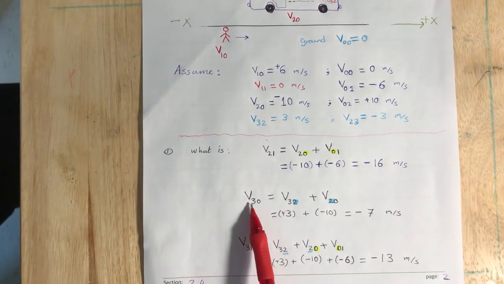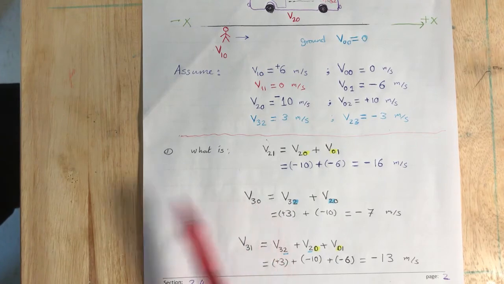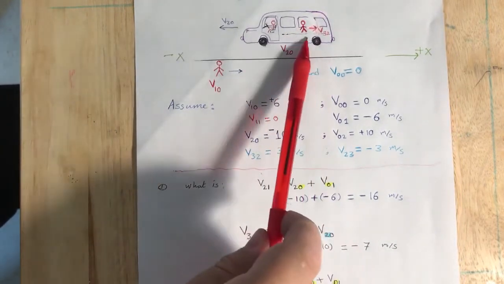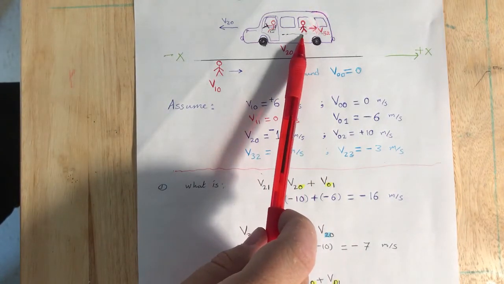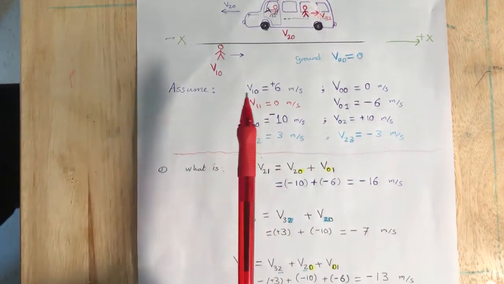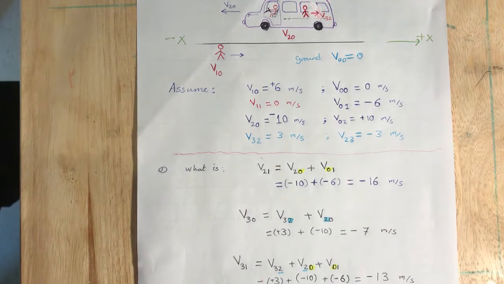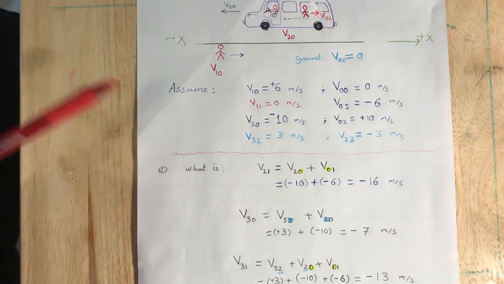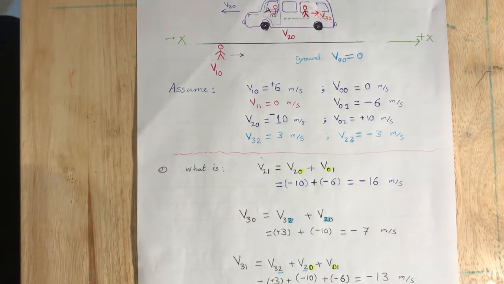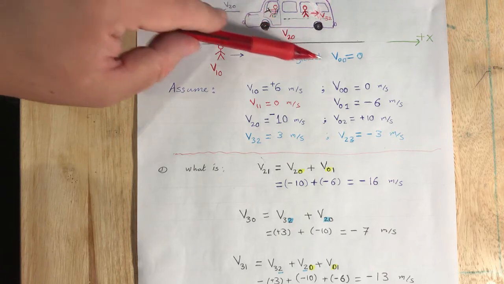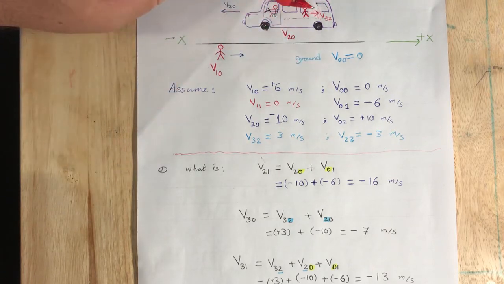I need V30. 3 is the person who is moving inside the bus. I need his velocity with respect to 0, which is the ground. I don't know it directly, so I need to jump between the known references. V3 is known with respect to 2, the bus, and V of the bus is known with respect to the ground. So I can move in this way.